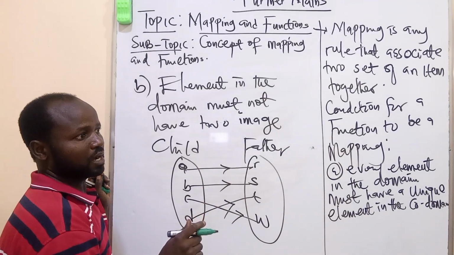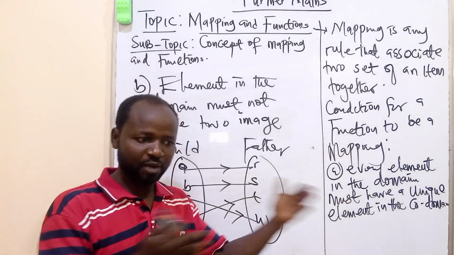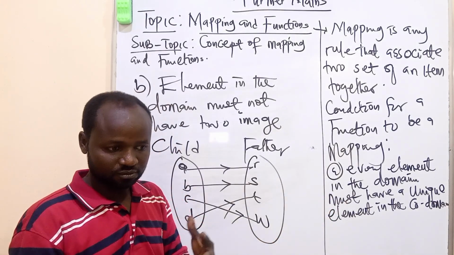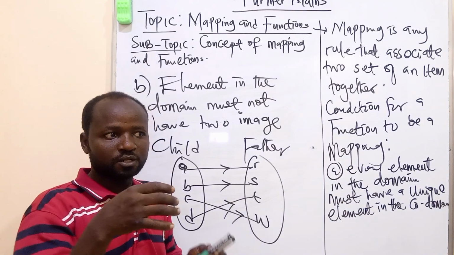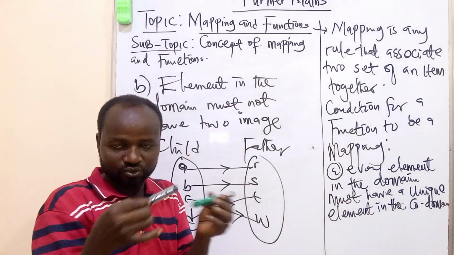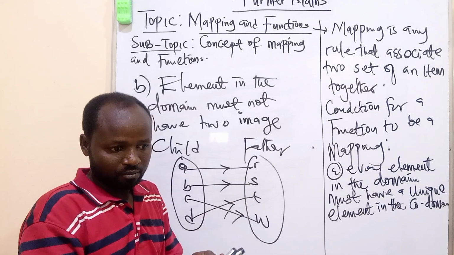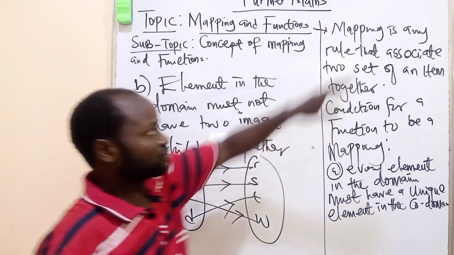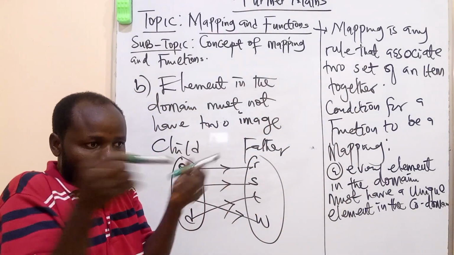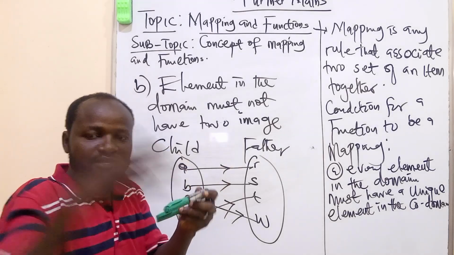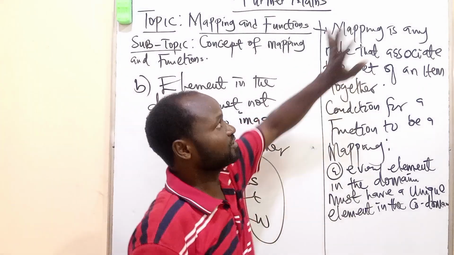Another thing, as far as mapping is concerned, let's say I have a power bank and my phone, and I want to charge that phone. I have to use a cord. That cord is what mapping is all about. The phone and the power bank have different functions, but bringing the cord in between serves as what we mean by mapping: any rule that associates two sets of items together. That USB cord connects the phone and the power bank together. So that's the practical example of mapping.